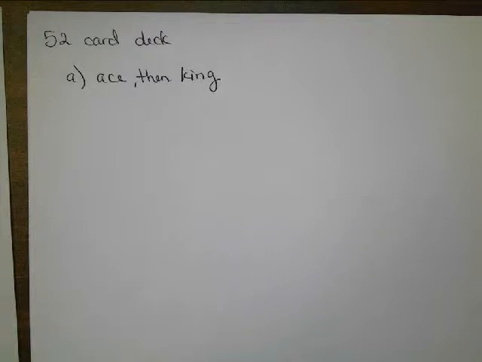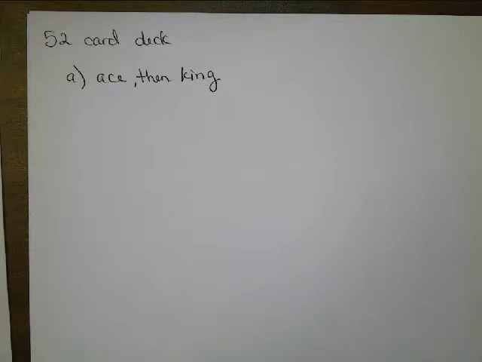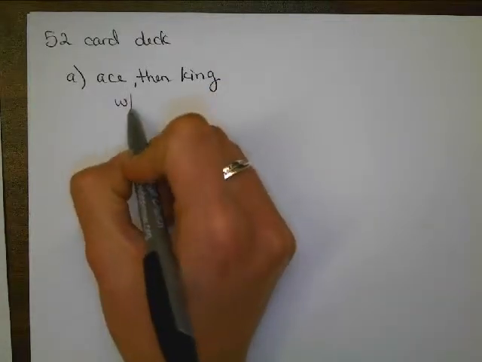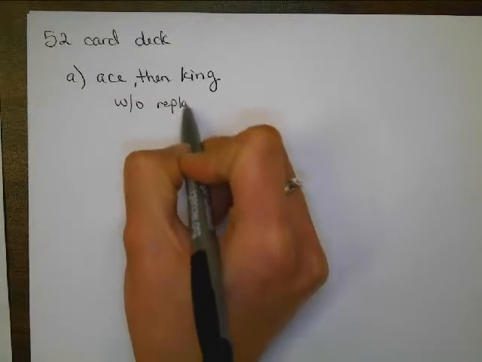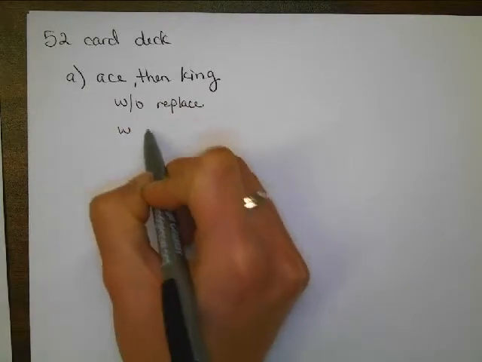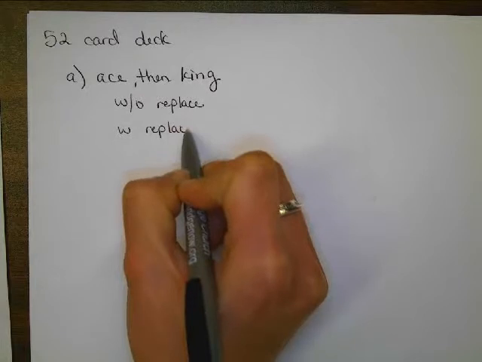Today we're going to talk about how to find different probability. In this first example we have a 52 card deck, a standard deck, and we want to find the probability of drawing an ace and then a king if we don't replace it. So we're going to do this once without replacement, and then we are going to replace it in the next one.